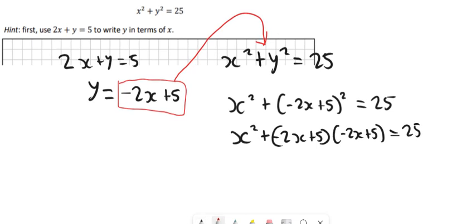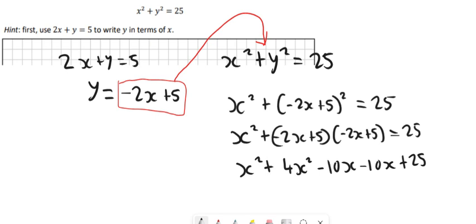Next bit is just multiplying out those double brackets. And like I've done before, I'm going to multiply everything by everything. So first of all, I'm going to do the minus 2x multiplied by the minus 2x. That gives me positive 4x squared. Then I do minus 2x multiplied by 5. That gives me minus 10x. Then I do 5 multiplied by minus 2x. That gives me minus 10x. And then I do 5 multiplied by 5, and that gives me plus 25. So we still have the x squared there, and we still have the equals 25.